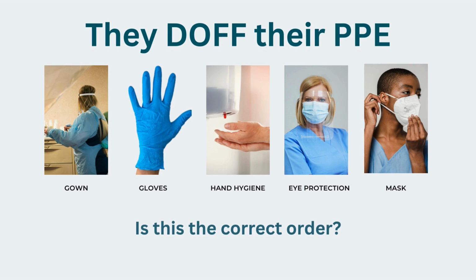So now for the next scenario, we're going to talk about them taking off their PPE. So they have finished their care and now they're standing in the threshold of the room and begin removing their PPE. They remove their gown, then gloves, then they perform hand hygiene. Then they remove their eye protection and lastly their mask. Now, is this the correct order? If this is when you're needing an extra minute, go ahead and pause. If not, we will continue on and discuss.